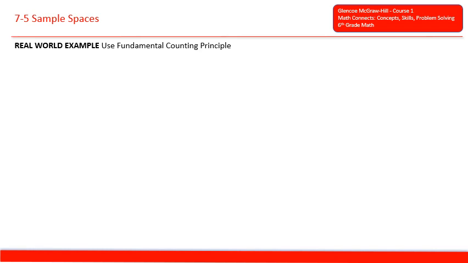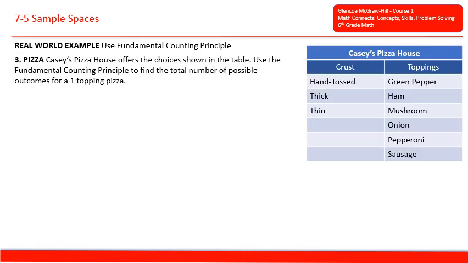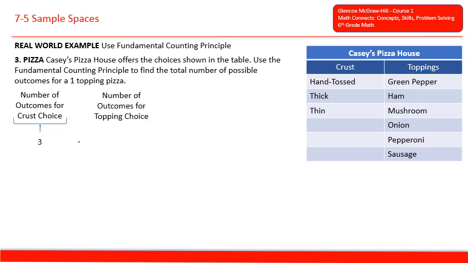Real-world example using the fundamental counting principle. Casey's Pizza House offers the choices shown in the table. Use the fundamental counting principle to find the total number of possible outcomes for a one-topping pizza. So we have 3 different kinds of crust, and we have 6 different types of toppings. So the number of outcomes for the crust is 3, and we'll multiply that times the number of outcomes for topping, which is 6. And that's going to equal the total number of outcomes. So 3 times 6 is 18.